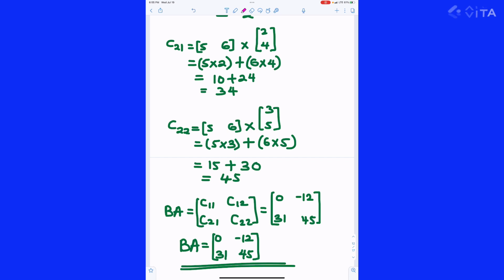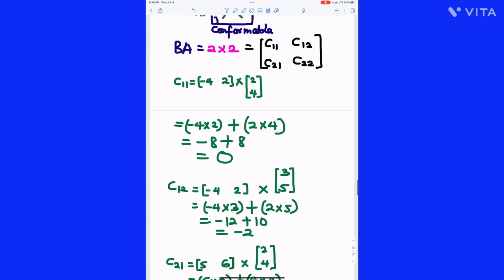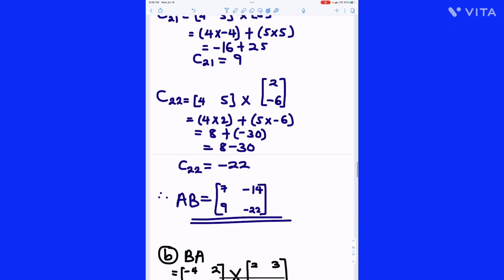So check very well. You will notice that BA is not the same thing as AB. You notice very well that matrix BA is not the same thing as AB. So we say matrix multiplication is not commutative, because when I did the multiplication of matrices A times B, what did I get? Let me check back. This is the matrix I got when I multiplied A by B: 7, minus 14, 9 and minus 22.